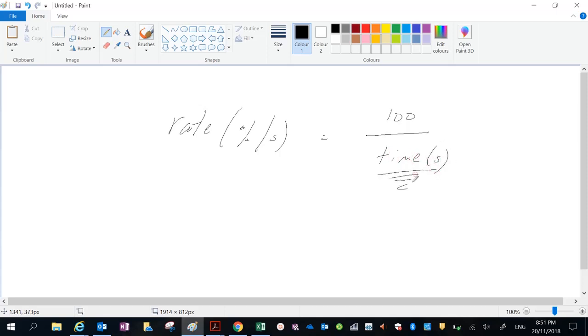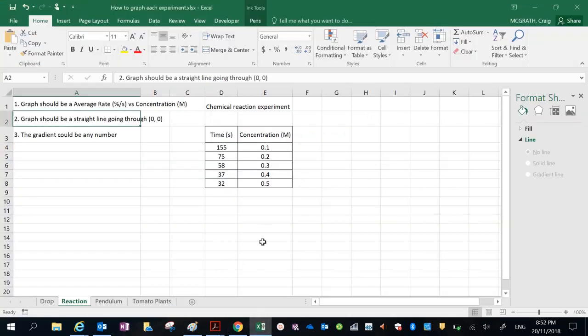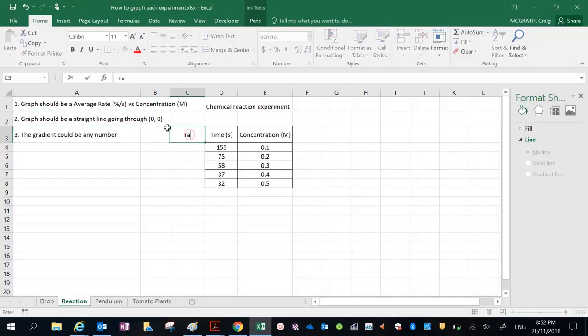You must work in seconds, not minutes or anything else. So if you had 2 minutes, 10 seconds, you have to change that into seconds. So 2 minutes is 120 seconds, plus 10 seconds, that's 130 seconds. Okay, so be careful of that sort of thing. So, we want the rate, that equals 100 divided by the time. And drag those down, and then we can graph rate versus concentration.